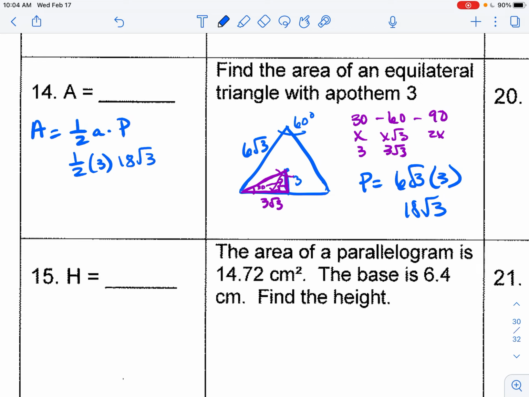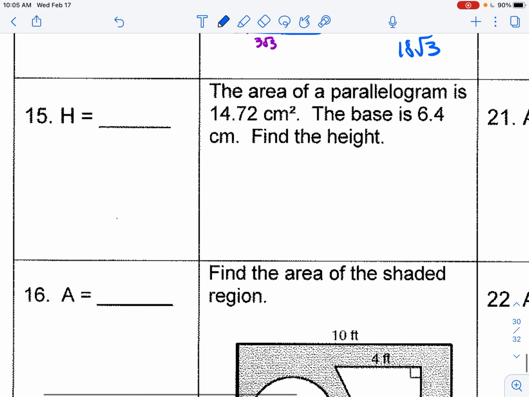So let's see, I'm going to take that to a calculator. So 1/2 times 3 times 18 square roots 3. That's going to give me an area of approximately 46.8, and don't have any units, so that's just units squared.